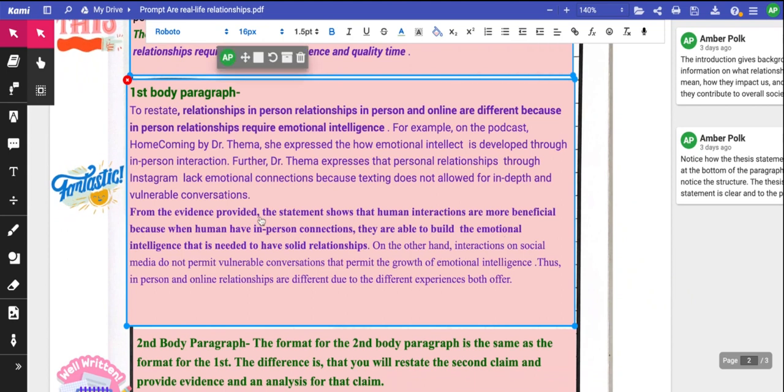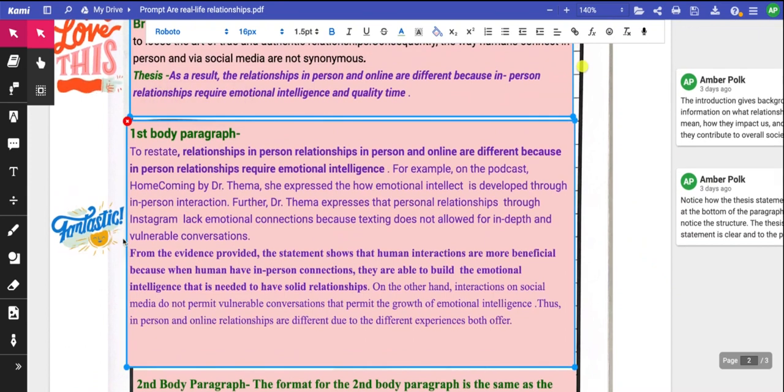From the evidence provided, the statement shows that human interactions are more beneficial because when humans have in-person connections, they are able to build emotional intelligence that is needed to have solid relationships. So this overall is a great analysis. This extra information is just me kind of giving more detail. That's not necessary. But if you could just summarize your evidence and connect yourself back to your claim, you are doing a great job and you have a strong argument here.